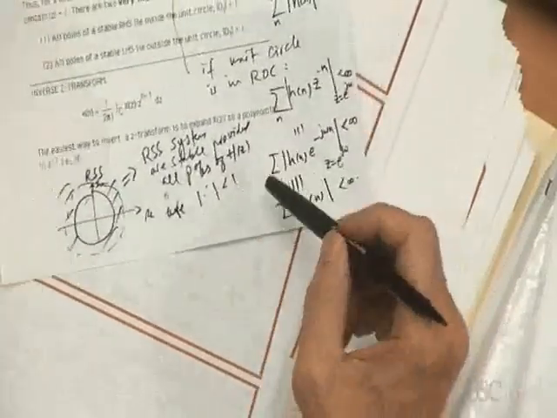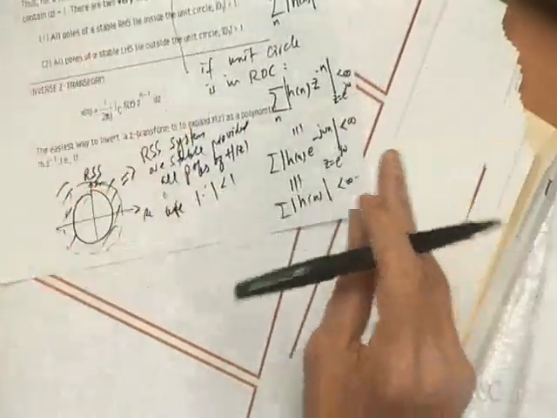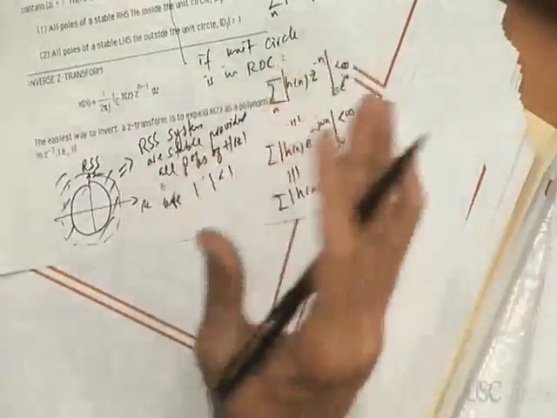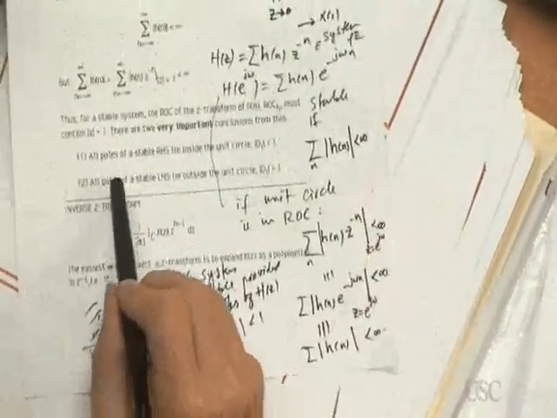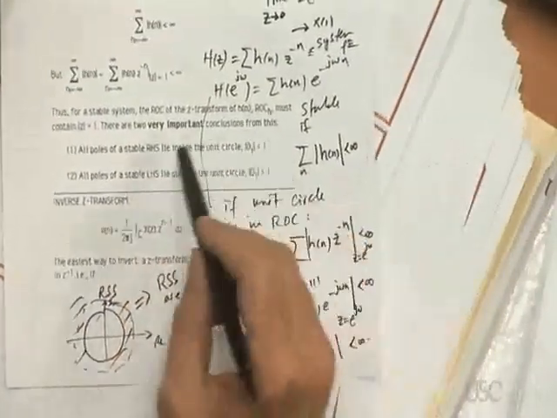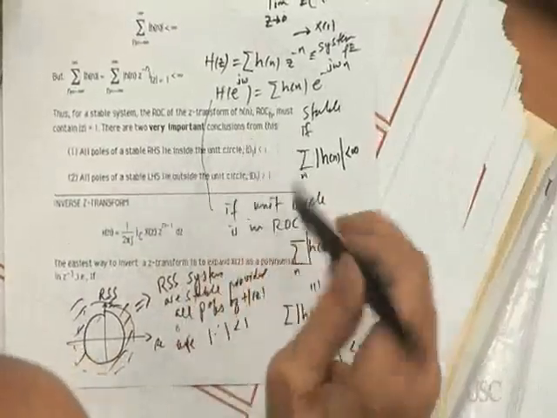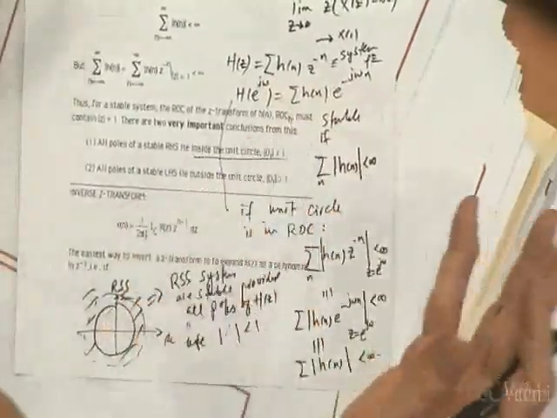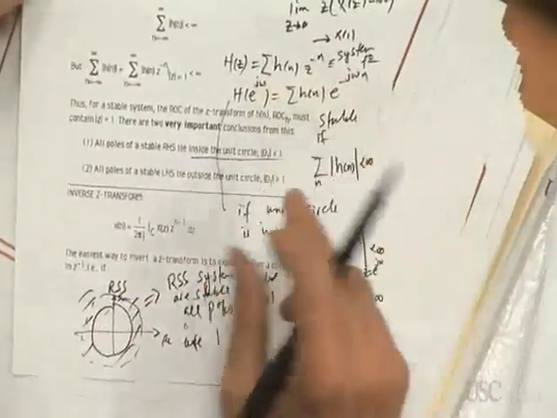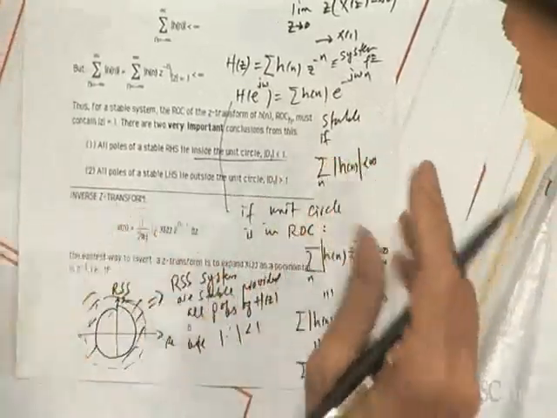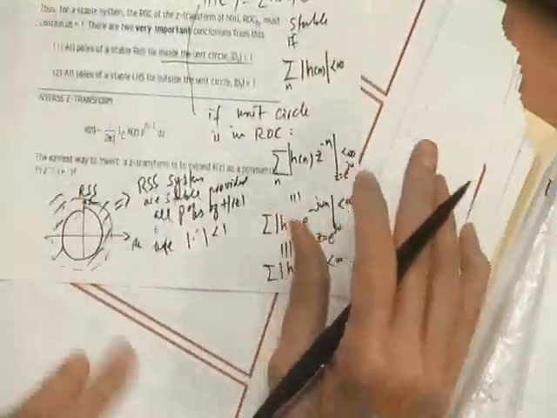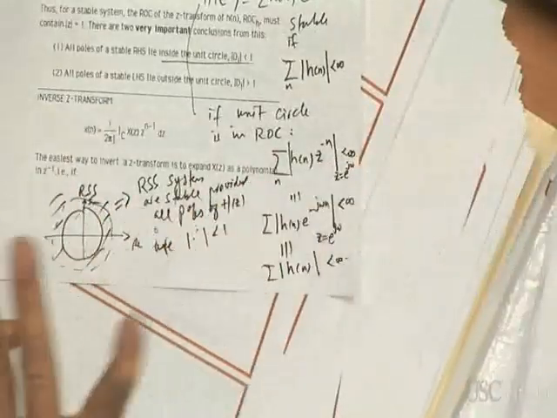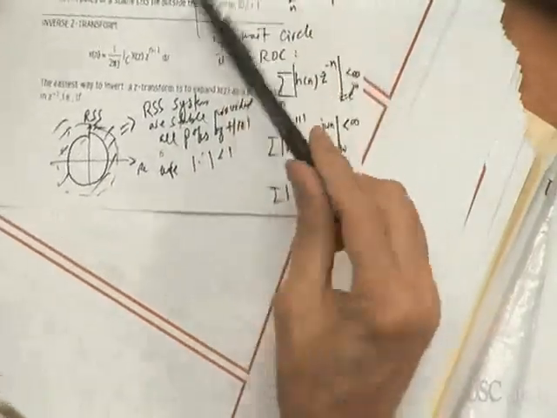So if you have a right-sided sequence, you have its pole-zero diagram, and you know that one of the poles lies outside the unit circle, done. It's not a stable system. So all poles of a stable right-sided system must lie inside the unit circle. And vice versa, all poles of a stable left-sided sequence must lie outside the unit circle, because there the ROC is interior. And if you have a double-sided sequence, then the two rings have to encompass the unit circle.